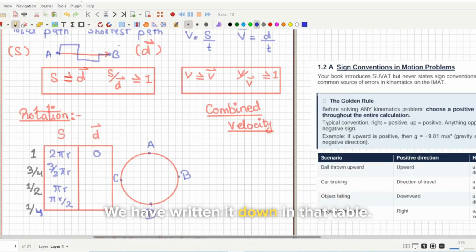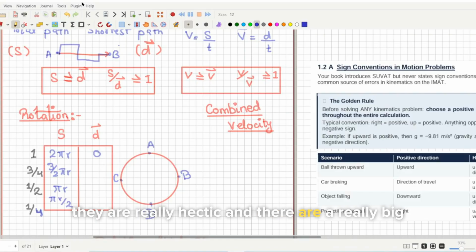We have written it down in that table, so it is really easy if you get used to this formula. They are really easy to use, but if you solve them individually, then they are really hectic and a really big headache, but I made it really easy for you. The next thing is about displacement.